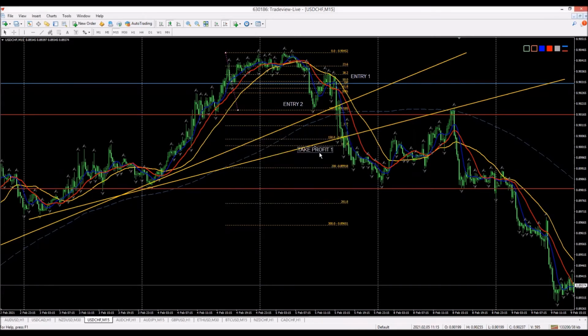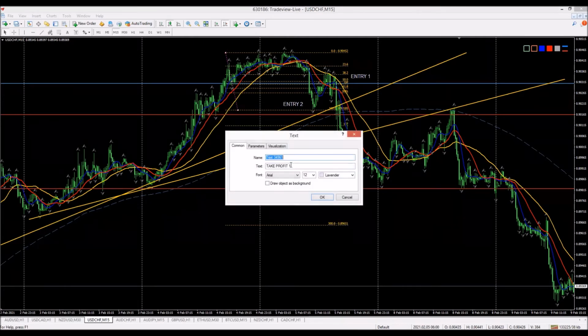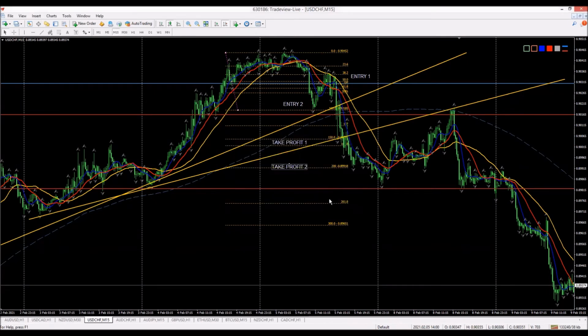Oh, take profit, target 1, whichever you want to call it. Take profit 1, target 1. There, take profit 1 is in there, target 1 is in there, target 2 is there. Okay. Just a beautiful trade setup for the 15-minute in this, and it paid us off straight away.